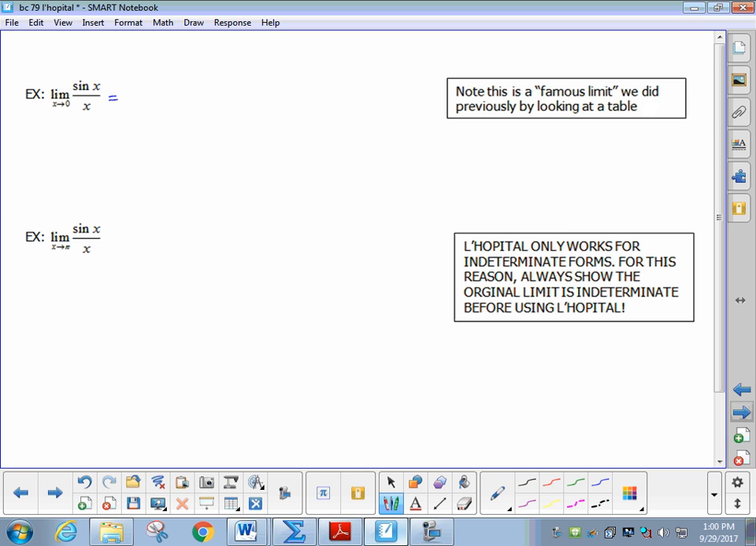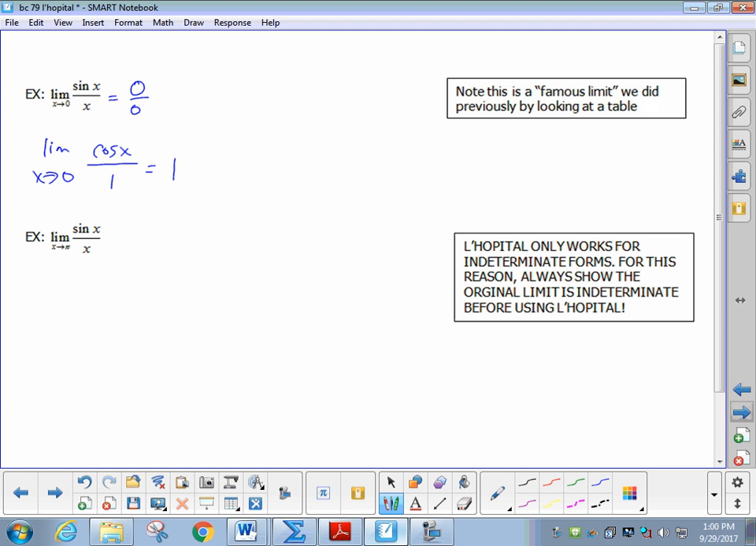We say, I know that you're both going to 0, so let's talk about the rate at which they approach 0 and compare their values as we get closer and closer. Well, that means then we're going to look at their derivatives. The rate of change of sine is cosine. The rate of change of x is a constant rate of 1. Therefore, comparing the rates as we get closer and closer to 0, this amounts to 1.